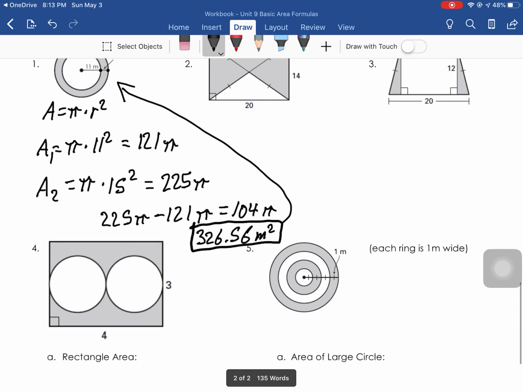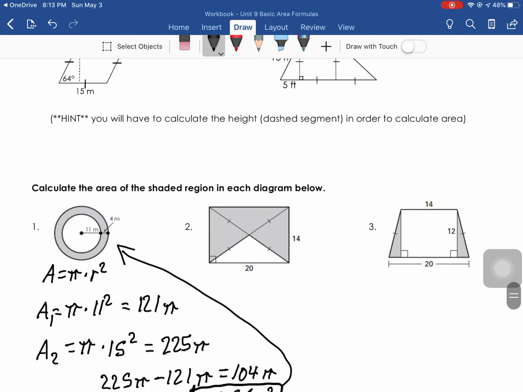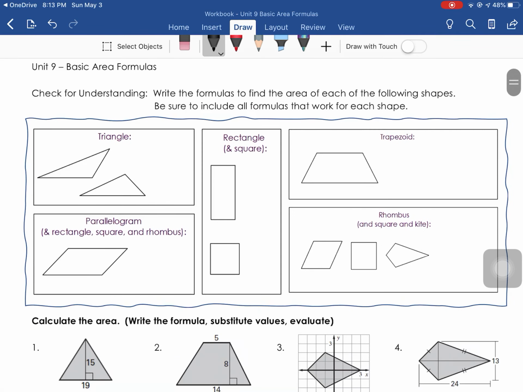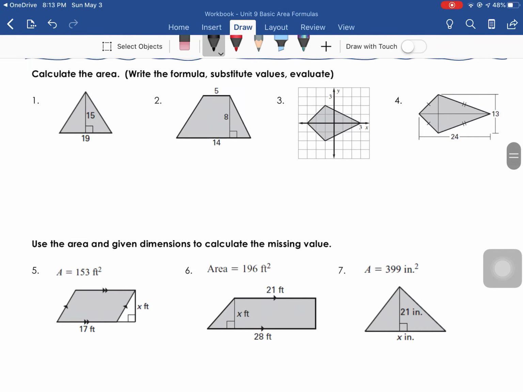Okay, so that's what you're going to have to do for those other problems. You'll probably use different formulas, though I had to use a circle formula. If you have any questions or issues, please let me know. But hopefully a lot of this is just review from area lessons you've learned in the past.